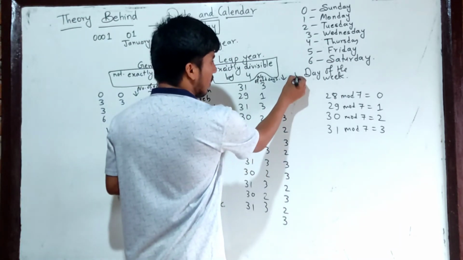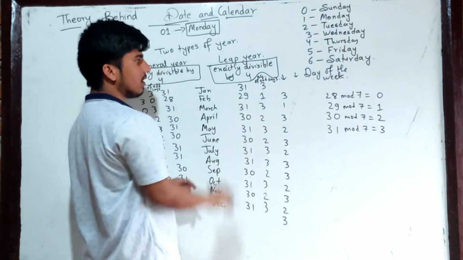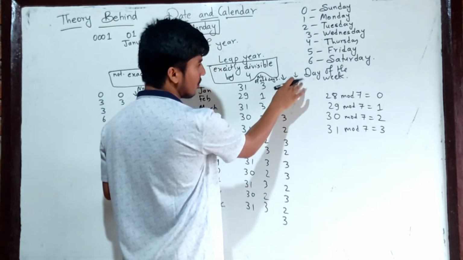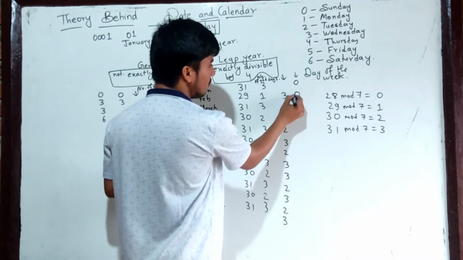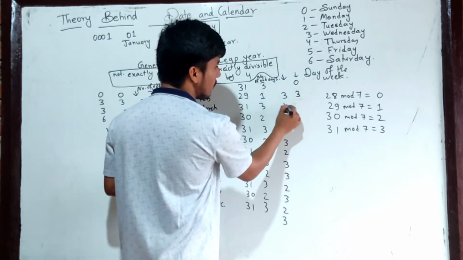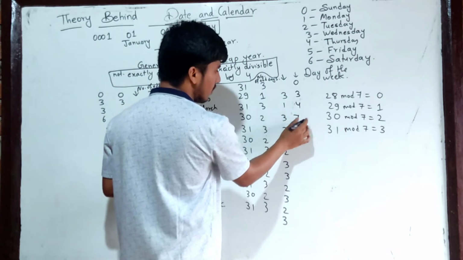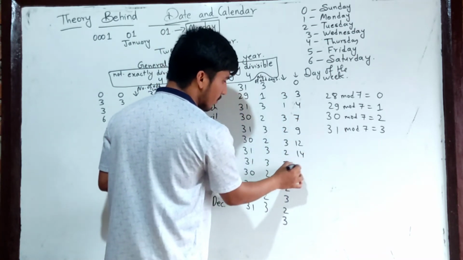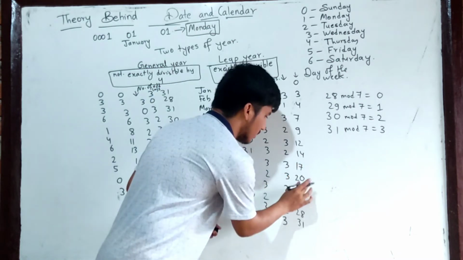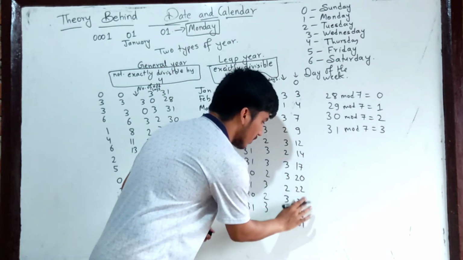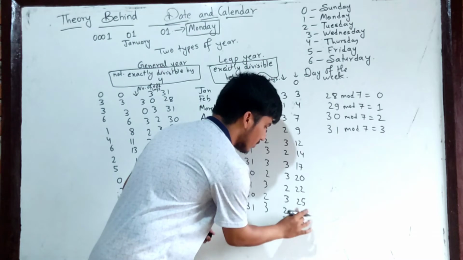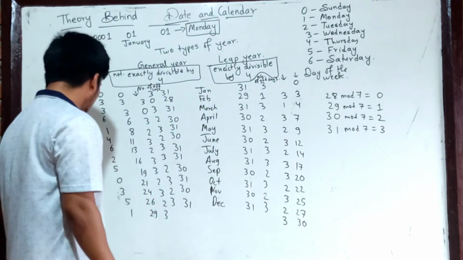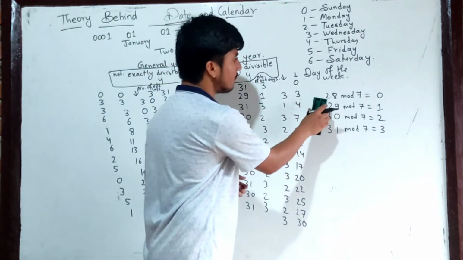So now the cumulative number of odd days here is 0, 3 plus 3 is 0, and then 0 plus 3 is 3, 3 plus 1 is 4, 4 plus 3 is 7, 7 plus 2 is 9, 9 plus 3 is 12, 12 plus 2 is 14, 14 plus 3 is 17, 20, plus 2 is 22, plus 3 is 25, plus 2 is 27, plus 3 is 30. Now we need to again perform modular 7.